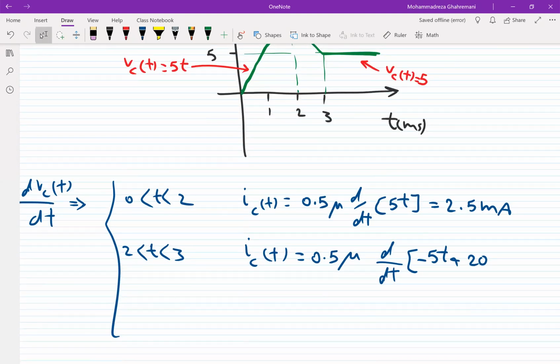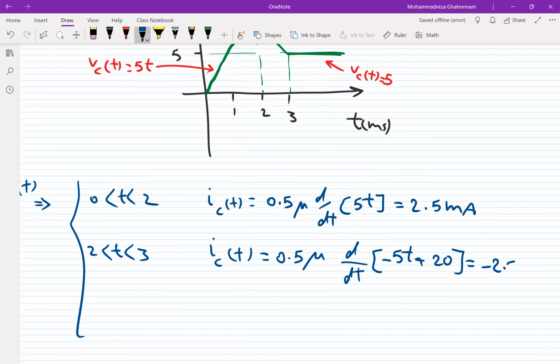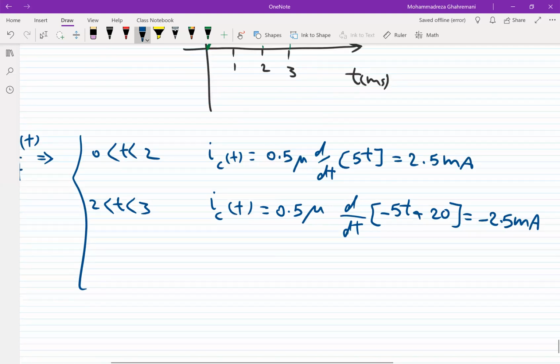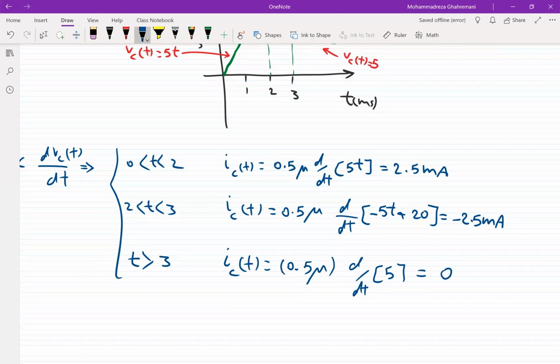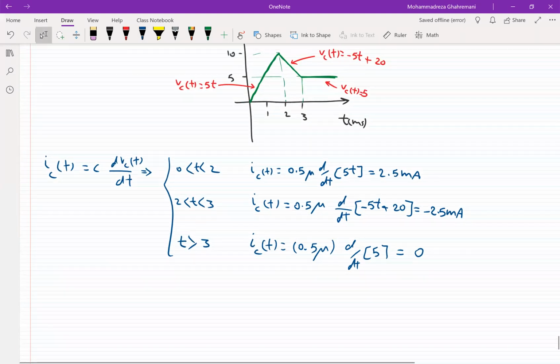Okay, negative 5t plus 20, which is equal to negative 2.5 milliamp. For the third region, which is t greater than 3, IC of t is equal to 0.5 micro times d over dt of 5. Because 5 is a constant value, the derivative is equal to 0. So we got to this point.